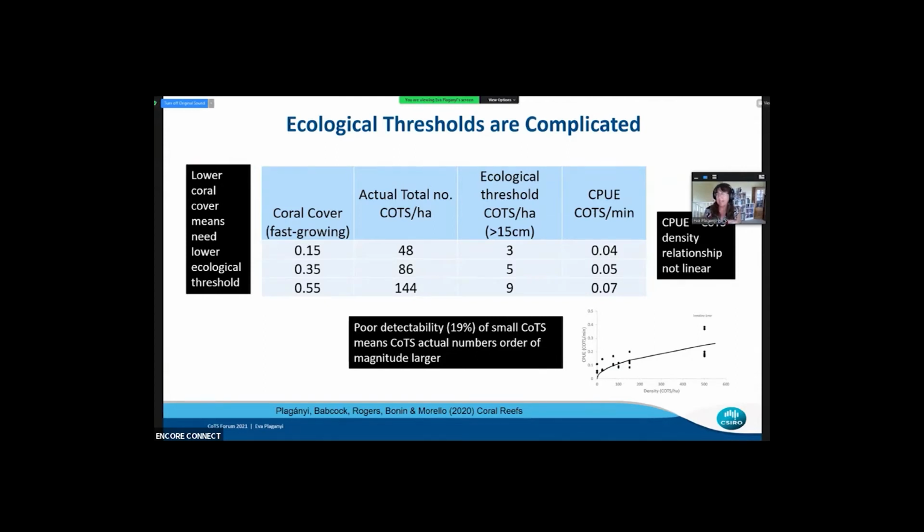And that number comes out of having the mortality, the dynamics of the COTS all fitted to the data. So we have a good idea of if you're seeing a certain amount, how many smaller COTS are there and how many are cryptic and hidden that you can't actually see. And if you look down that table, you can see that those thresholds change as you have a different coral cover. And also the CPUE COTS density relationship is not linear. This work suggested that for the small COTS, the detectability was about 19%, and we used for the larger COTS the detectability of around 82%, which Morgan talked about earlier as well.